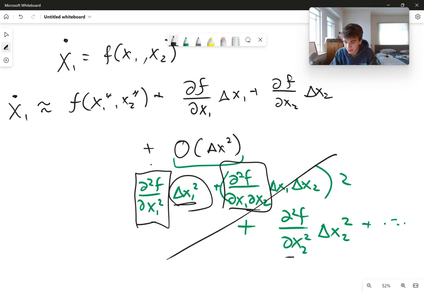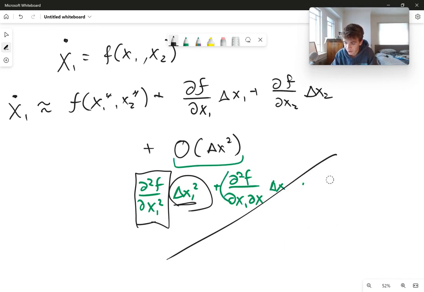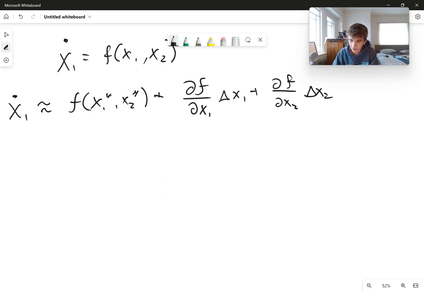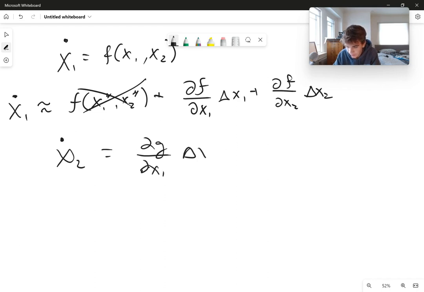And so we can just neglect all of the higher order Taylor terms in some neighborhood of the fixed point, okay? So let me do that by erasing everything for you. So we're going to neglect the higher order terms. And then we also observe that this term goes to 0 because f at the fixed point is 0 by definition, okay? And so then expanding x2 in the same way, we're going to have partial g over partial x1 delta x1 plus partial g over partial x2 delta x2, okay?